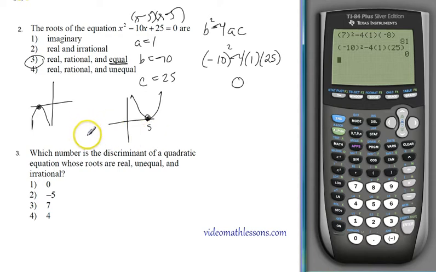Number 3. Okay, now it's going backwards. Now they tell you that it's irrational. Irrational. They want you to find which number. Now we just did equal. That was a 0. We said negatives were imaginary. So I've got a choice between 7 and 4. Well, if I take the square root of 4, I get a nice number. It's not that. I'm looking for the non-perfect square, which would be choice 3.